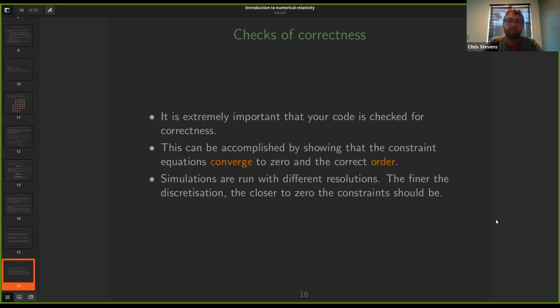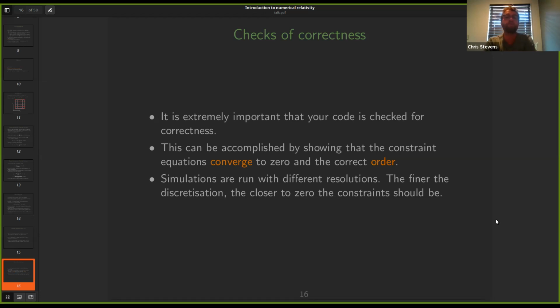But it's not just the satisfaction of the constraints that is important. It's the fact that as we increase our resolution, these constraints should be better and better approximated. This is what's called a convergence test: you want your constraints to converge to zero, and importantly, you want them to converge to zero at the correct order. So, for example, if my code is using a second order finite difference operator for the spatial derivatives, and I'm using Euler for integration in time, then this should be second order.